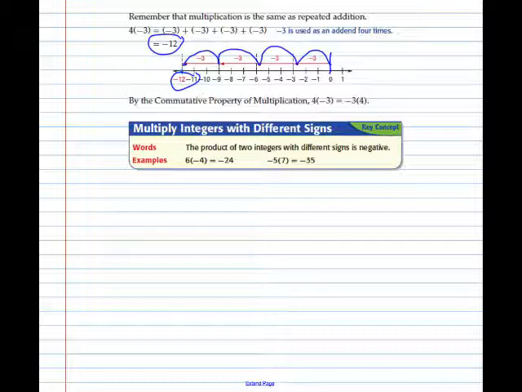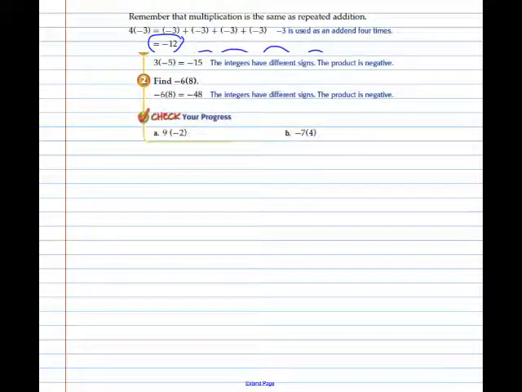By the commutative property of multiplication, which says we can multiply in any order, 4 times negative 3 is the same as negative 3 times 4. Both of those are obviously negative 12. So multiplying integers with different signs says that the product of 2 integers with different signs is negative.